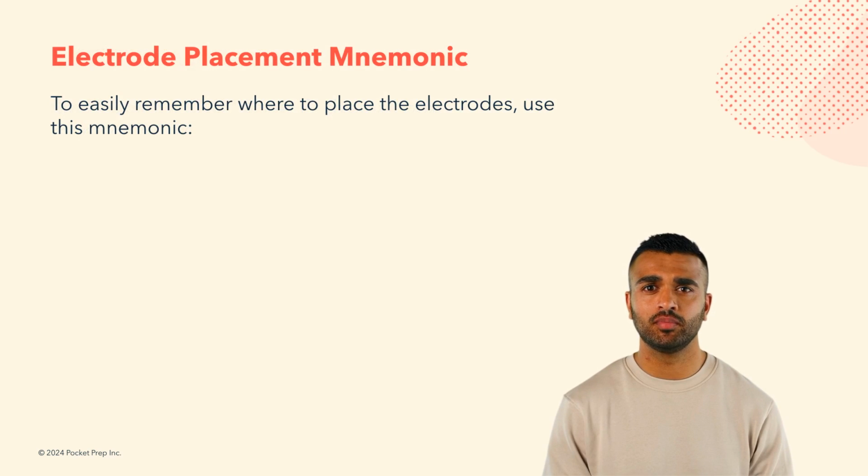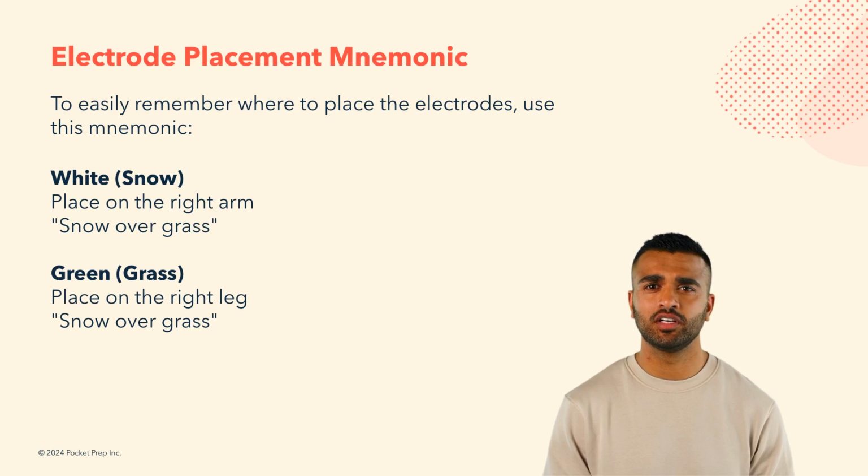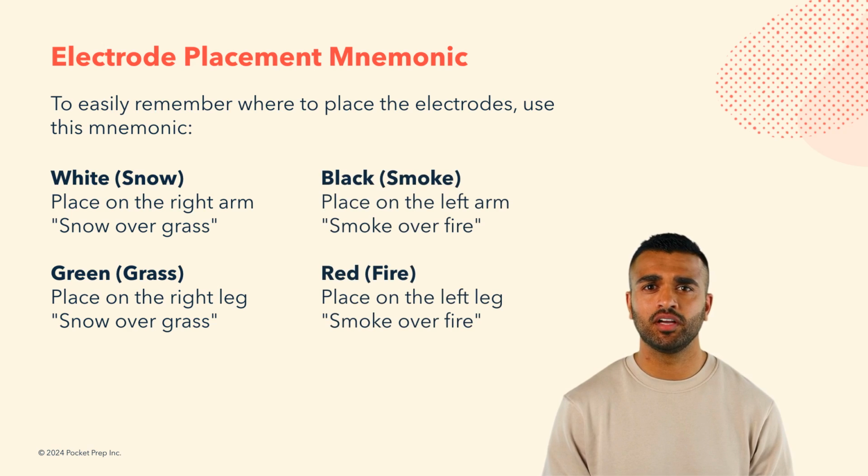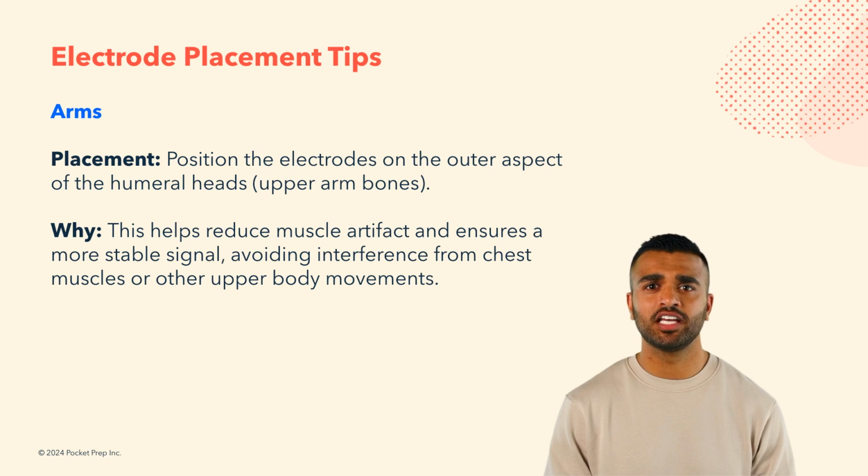To easily remember where to place the electrodes, use this mnemonic. Refer to white electrodes as snow and place them on the right arm. Think suns, snow over grass. Refer to green electrodes as grass and place them on the right leg. Refer to black electrodes as smoke and place them on the left arm. Think smoke over fire. Refer to red electrodes as fire and place them on the left leg.